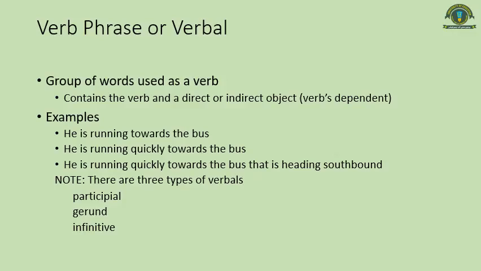In this example, "he is running quickly towards the bus", the verb phrase is interrupted by an adverb, quickly. So quickly as an adverb has been added. And one more example: he is running quickly towards the bus that is heading southbound. So that is actually an extended version of the verb or verbals or verb phrase. There are three types of verbals: participial, gerund, and infinitives. Turn by turn we will discuss all these three types with examples.